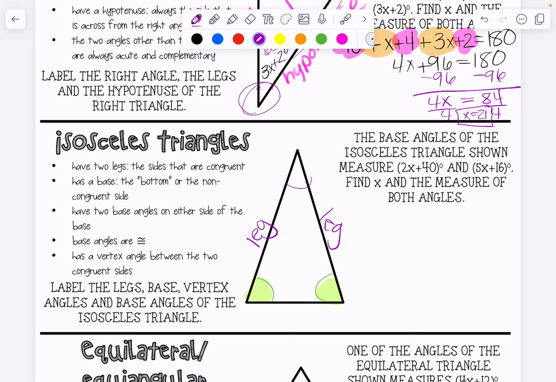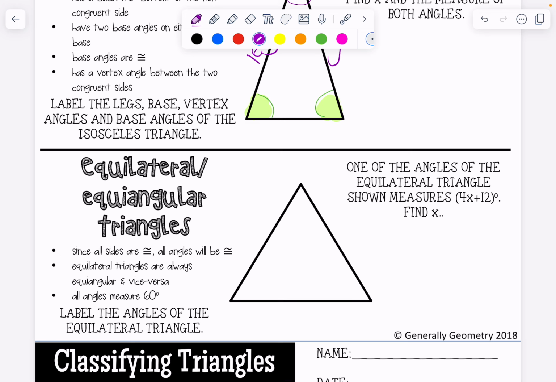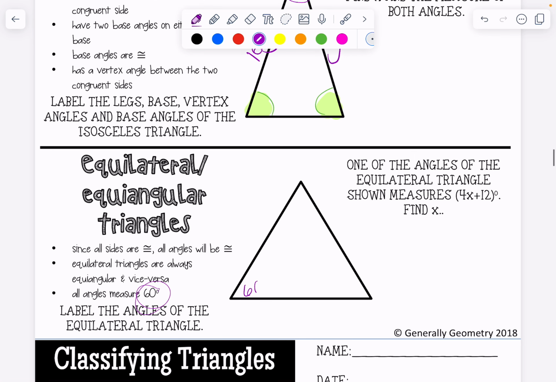Again, we could use an equation to help us solve for that. And then for equilateral and equiangular triangles, since all the sides are congruent, all the angles will be congruent. Equilateral triangles are always equiangular and vice versa. And because all angles are equal, each angle is always going to be 60 degrees.